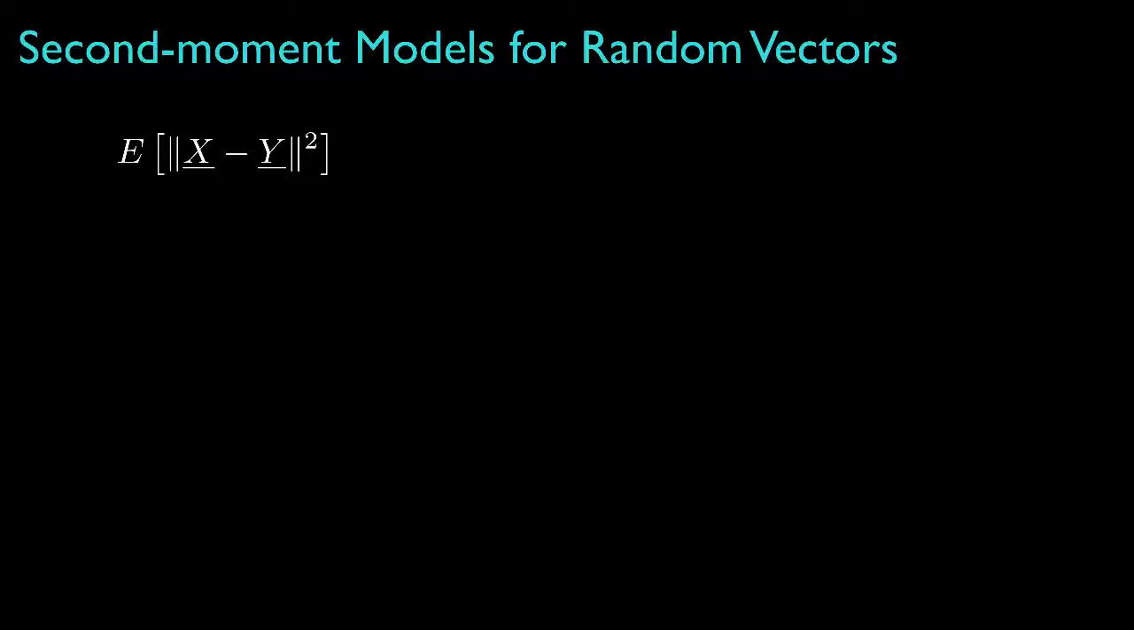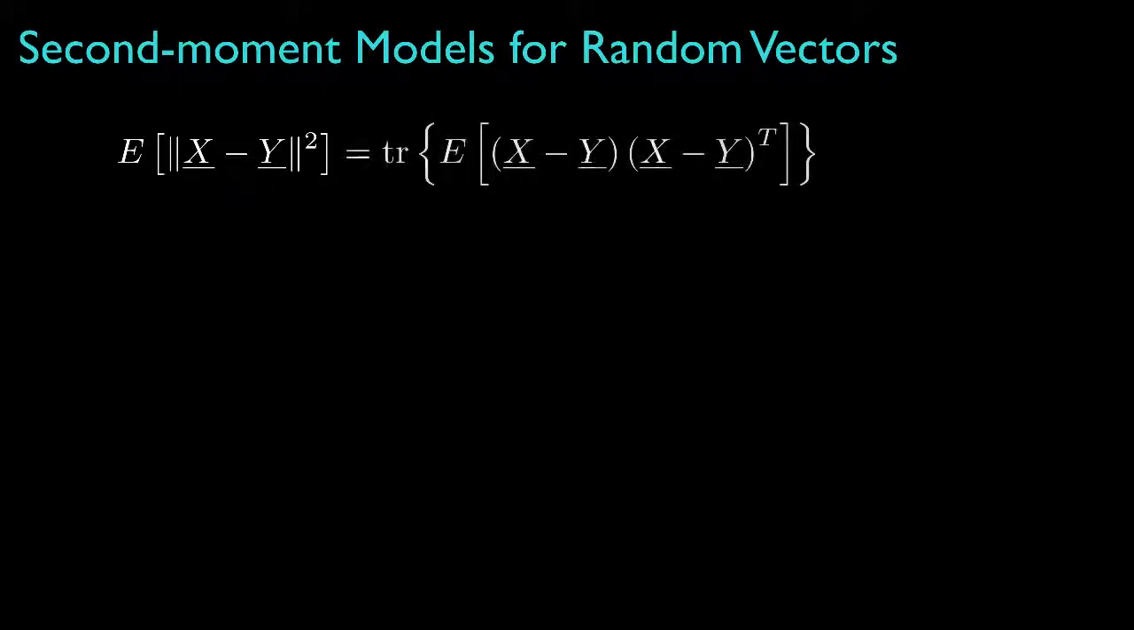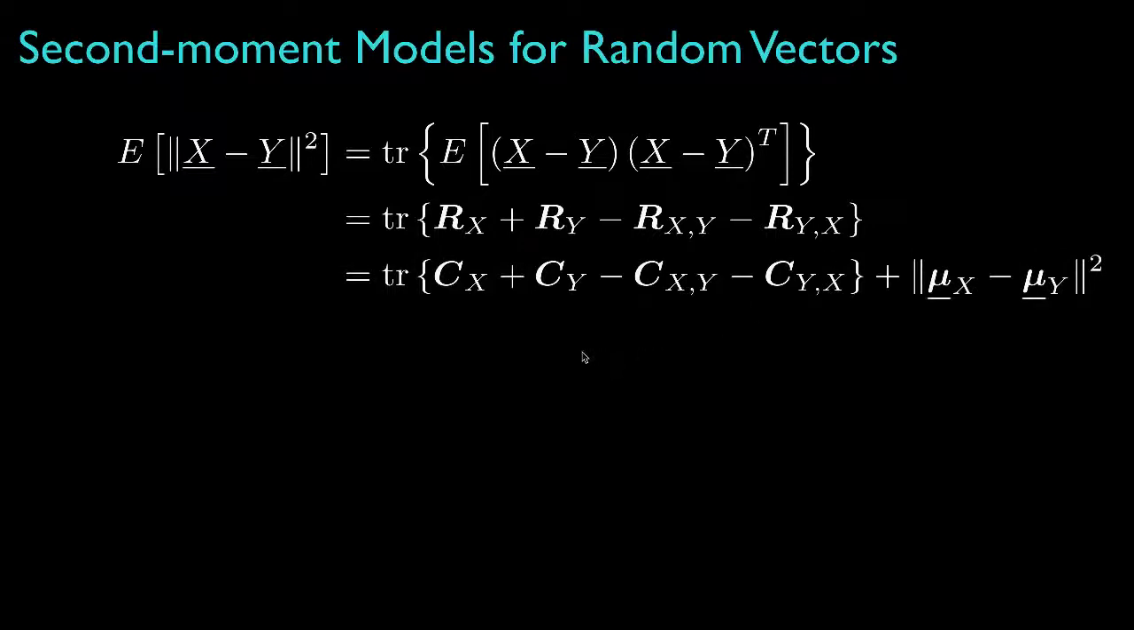With these definitions, we can think about the mean square error between two random vectors, provided that they both have the same length. This is the trace of the expected value of the outer product of their difference, which is the trace of the autocorrelation for x plus the autocorrelation for y, minus the cross correlation for x and y, minus the cross correlation for y with x. In terms of the covariance and cross covariance matrices, it can be rewritten like this, where we now need to include a term with the means.